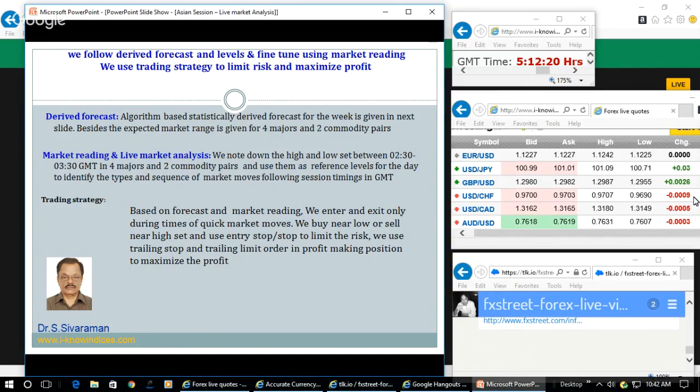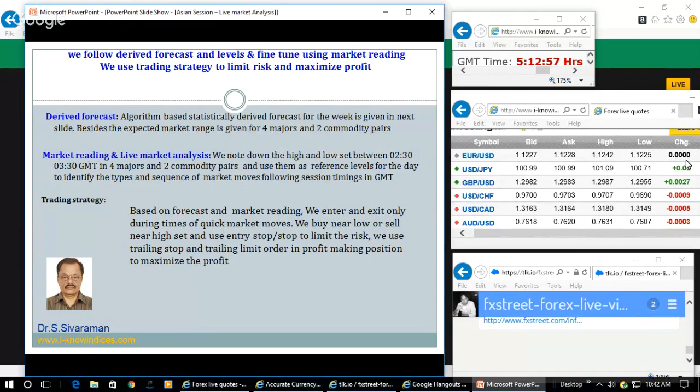And Canadian dollar is showing negative net change as a USD weakening move. But Australian dollar is also showing negative net change, showing a USD gaining move. So when they make such USD weakening as well as USD gaining moves in different pairs, in different conditions, by looking into the net change, we are able to understand. The net change is nothing but the current market level when compared to that of the previous day close.